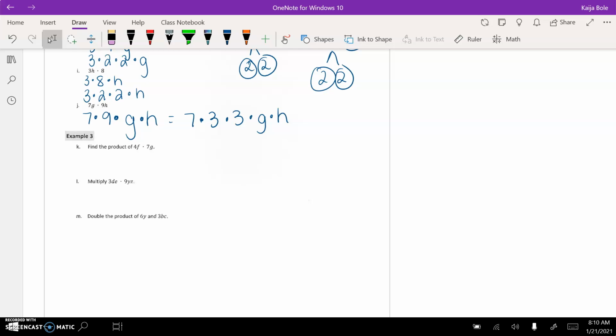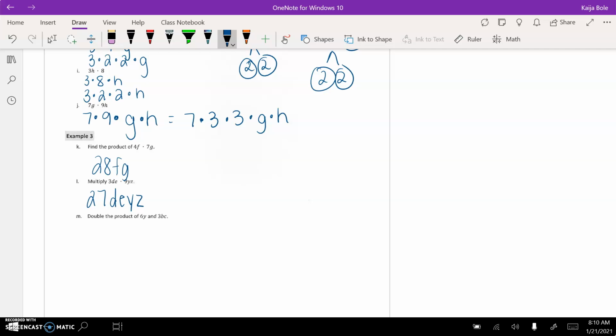So find the product of 4f and 7g. So remember, product means to multiply. So 4 times 7 is 28, and then fg. Next one straight up says to multiply. So 3 times 9 would be 27, and it would be dexyz.